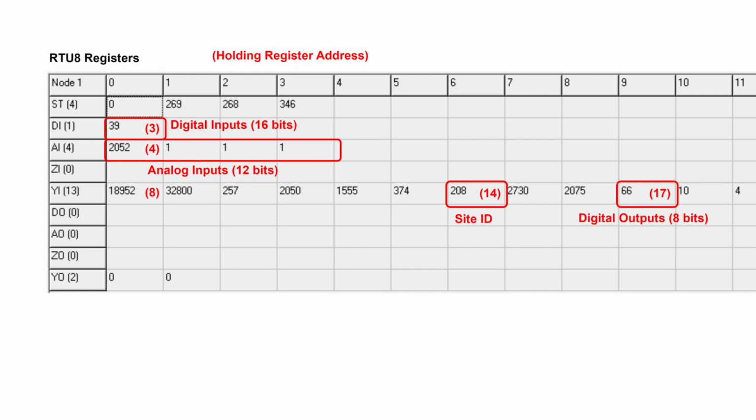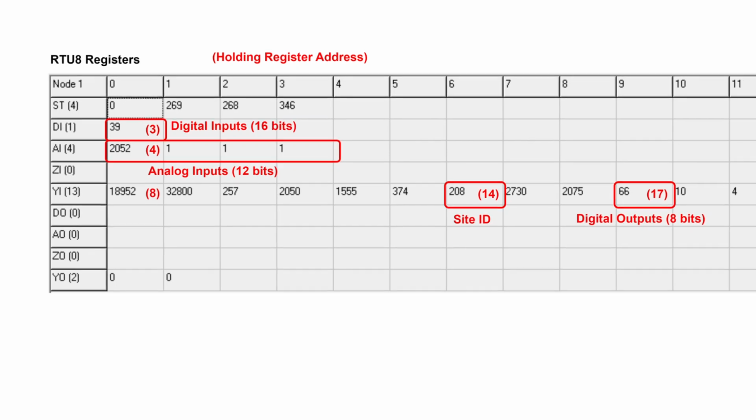To read the data, we'll use the holding registers function. The Modbus addresses are shown in brackets. So for example, the digital inputs are at address number 3, the analog inputs at 4, 5, 6, and 7, and then you have the site ID at address 14 and the digital outputs at address 17. Whatever your device is will have a similar Modbus memory map, so you would have to first understand where your data is before you can access it. Let's now move on to how we will read this data.